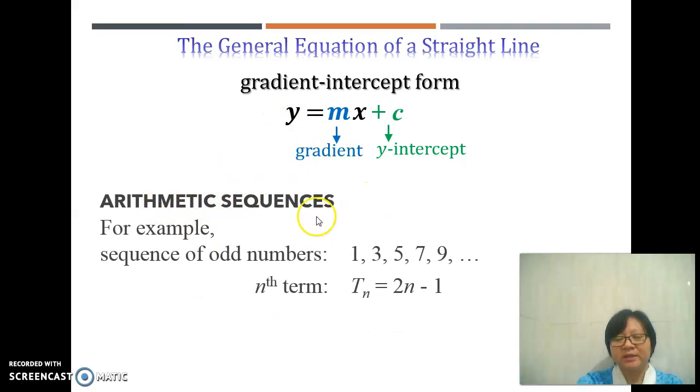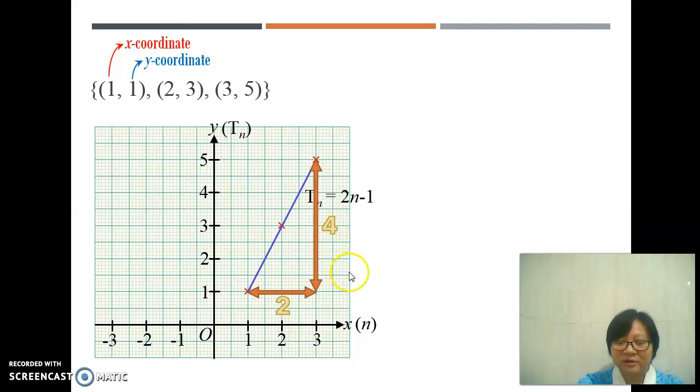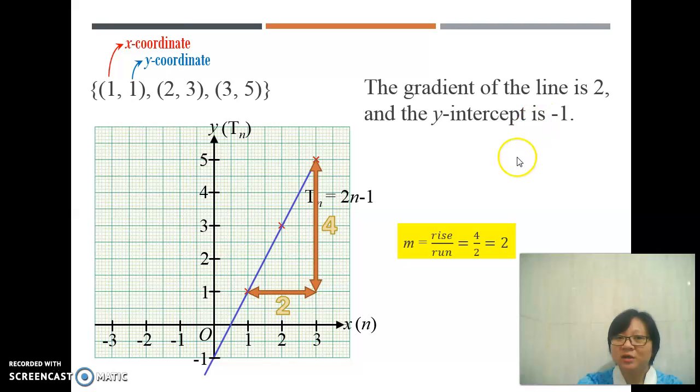Now, let's see the arithmetic sequence here. From here, can you recognize this? So this is the graph. Can you recognize it? The gradient, the rise is 4, the run is 2, so moving from left up to right, it has positive gradient, and the size is 2. What about the y-intercept? The graph is not long enough, we need to extend the line, and then we get the y-intercept equals -1. So the gradient of a line is 2, then the y-intercept is -1.